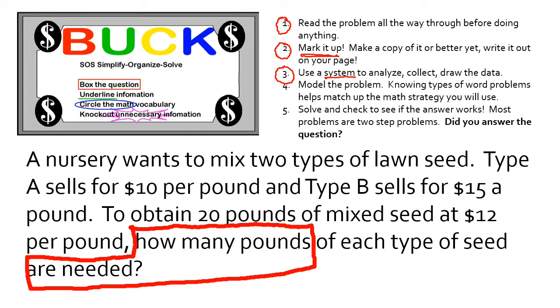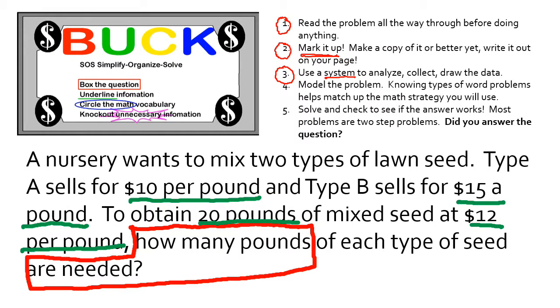Now I'm going to go through and underline some very useful information that I need to know. Type A here sells for $10 a pound. I think that's important. You may find other things that are important, so feel free to underline them. Some things will overlap each other and have $15 a pound. I know I'm going to end up with $20 a pound, and that grass seed is going to cost $12 a pound.